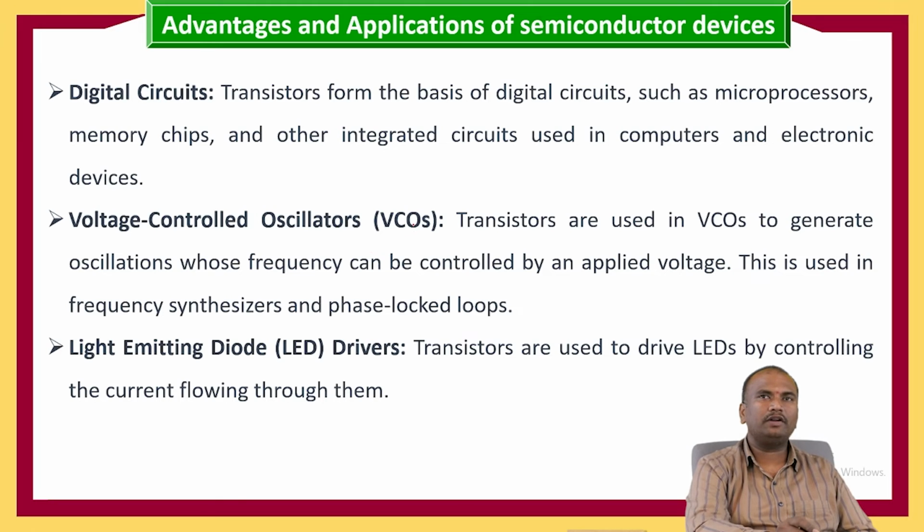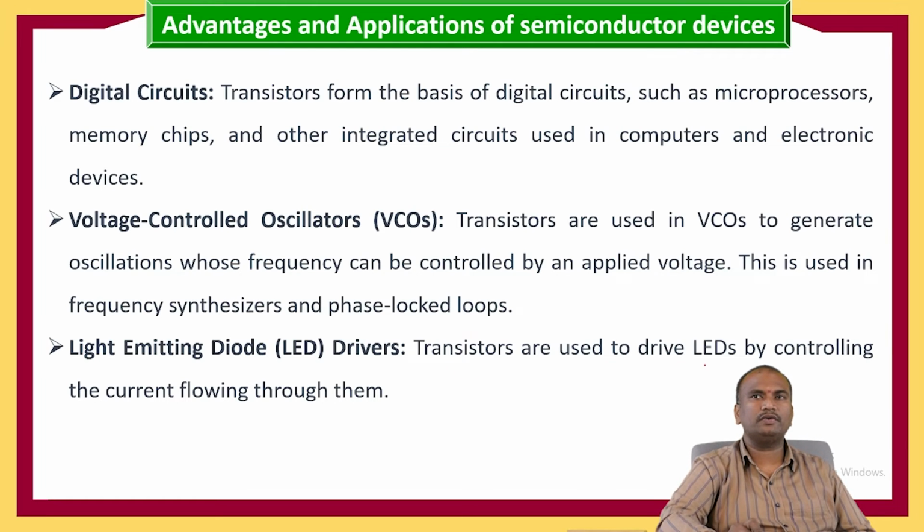In voltage controlled oscillators, transistors are used to generate oscillations whose frequency can be controlled by an applied voltage. This is used in frequency synthesizers and phase locked loops. In light emitting diode drivers, transistors are used to drive LEDs by controlling the current flowing through them.